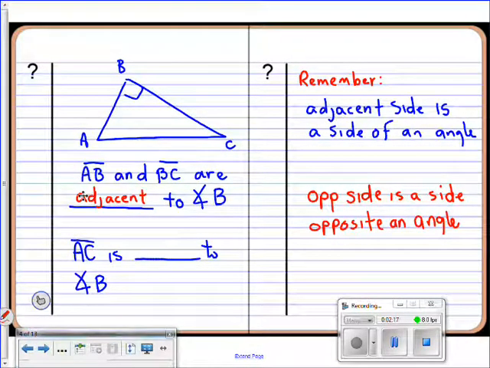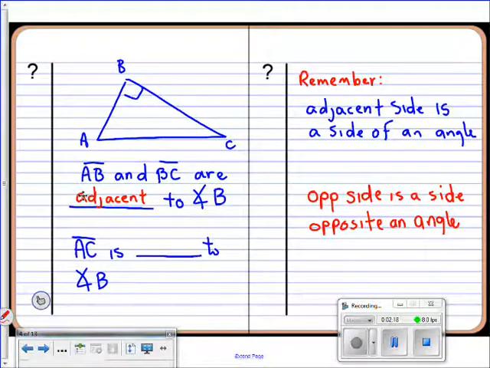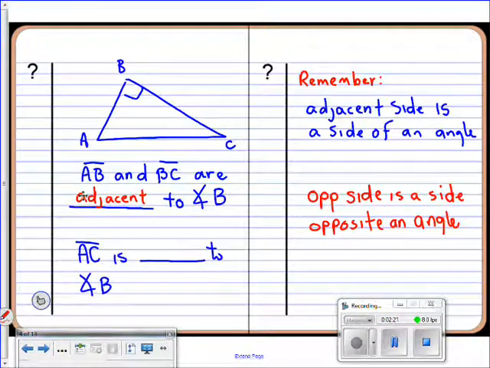Contrary, if you take a look at side AC, AC is what to angle B? Hopefully you'd say opposite. And I know it's opposite because it doesn't even have B in the title. It's on the opposite side.